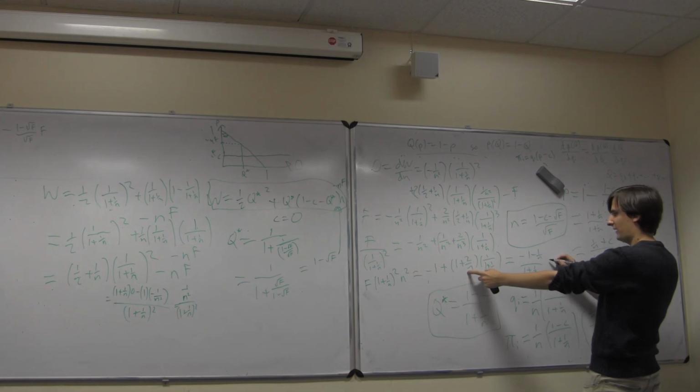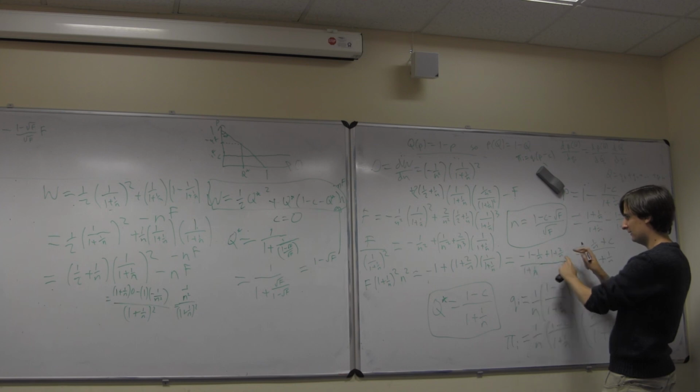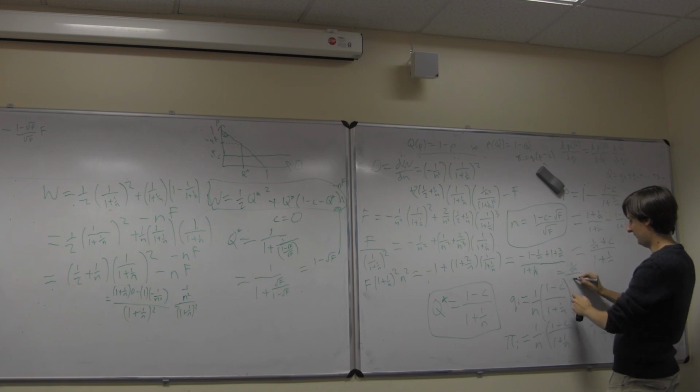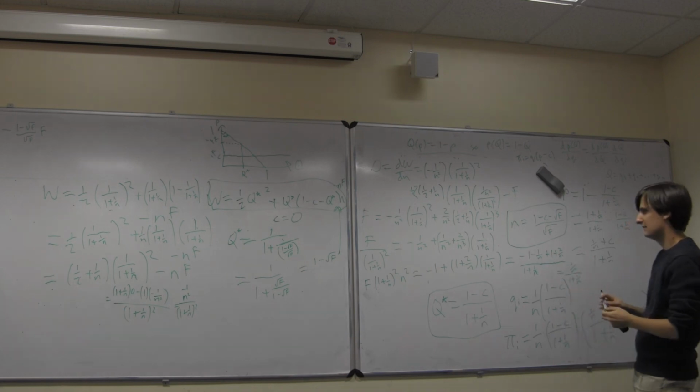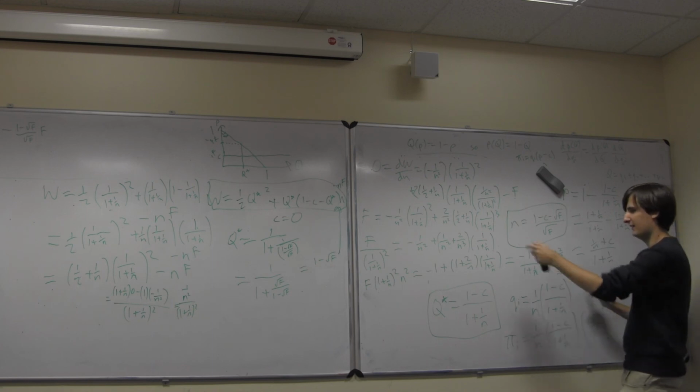Come on, let's just whack through this. Okay, so then on the top we get plus 1 plus 2 over n. Minus 1 and the plus 1 cancel. 2 over n minus 1 over n is just 1 over n. Okay, this is going to work. 1 over n over 1 plus 1 over n. We've got a 1 plus 1 over n here, let's take it over.